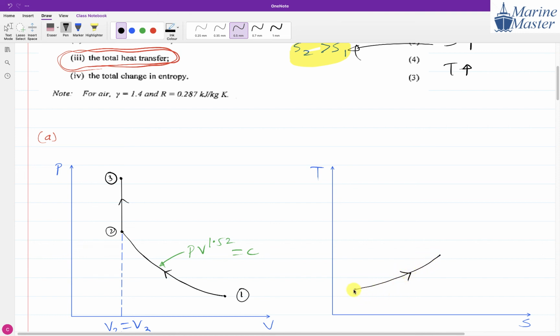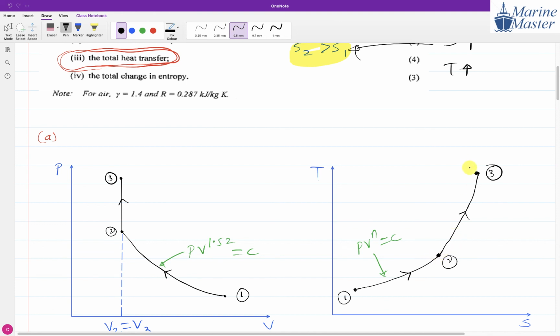So this is 1 to 2. And 2 to 3 will have a little bit higher slope. So here we will have 2 to 3, constant volume slope. Constant volume slope is generally higher. So 1 to 2 process is a polytropic process. How do we denote a polytropic process? PV to the power n equals constant. And what is 2 to 3?